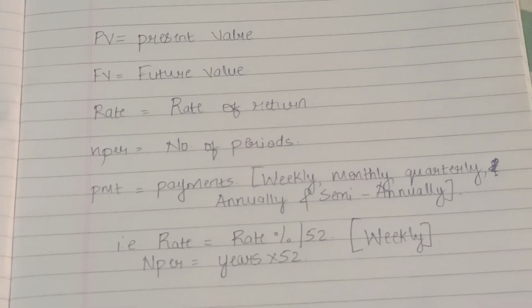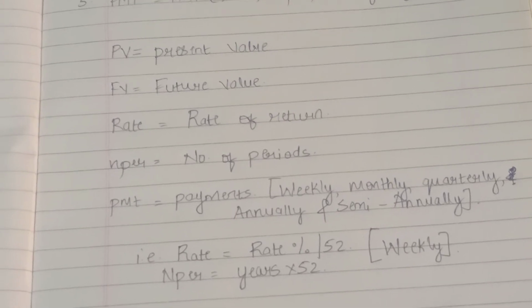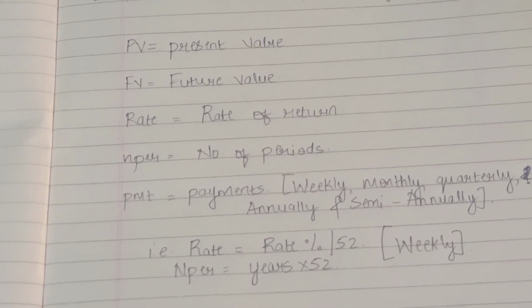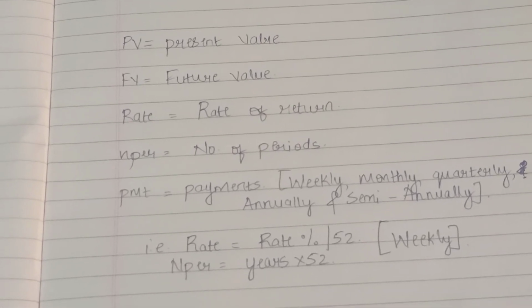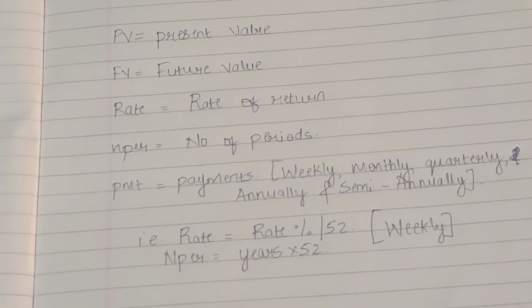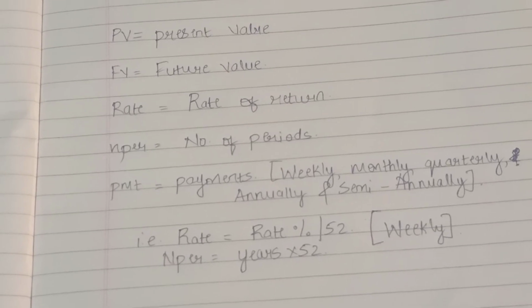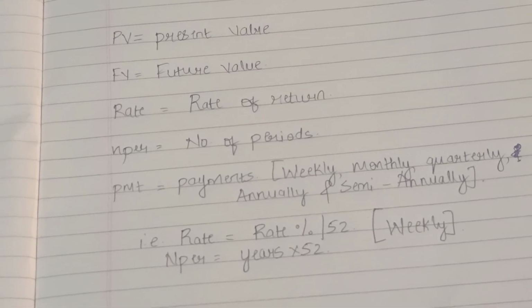PV is present value, FV is future value, rate is rate of return, NPR is number of periods, PMT will be payments, that you would be paying monthly, weekly, quarterly, annually or semi-annually. If the question is given for PMT, then you need to find the rate and NPR as follows.